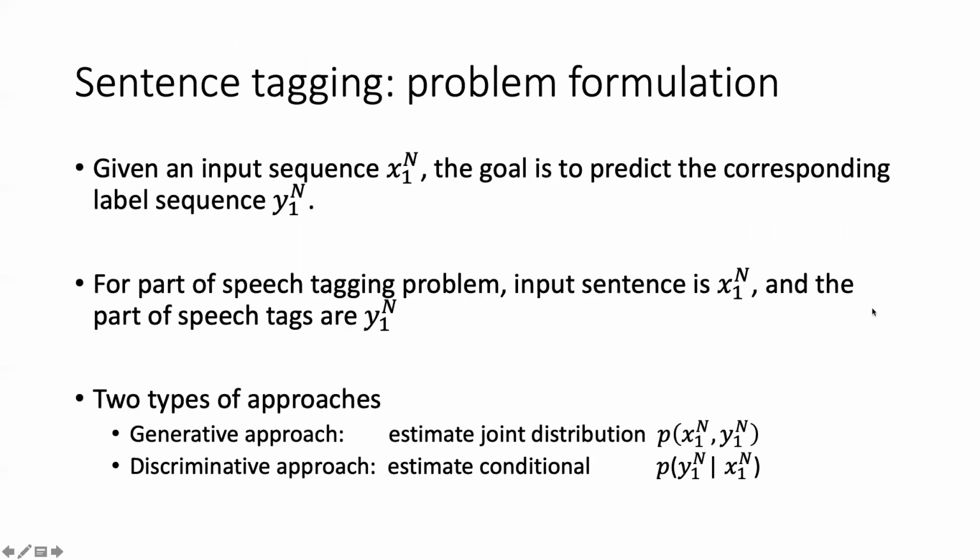In the general framework, given an input sequence, the goal is to predict the corresponding label sequence. For the part of speech tagging problem, the input sequence is X and the parts of speech tags are indicated using Y's. These are modeled using two different approaches. One is the generative approach, where we model the joint distribution between the words and the POS labels, which is P of X comma Y. In the discriminative approach, we model the conditional distribution P of Y given X. In this presentation, we are discussing the generative approach, and we can go into more details on how to model the joint distribution using HMMs.